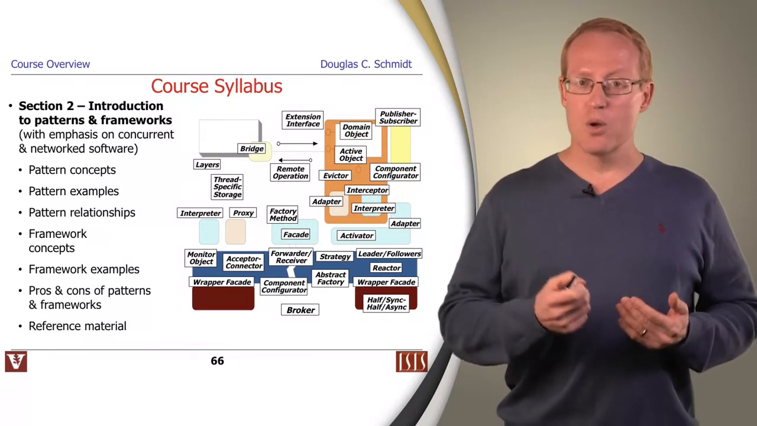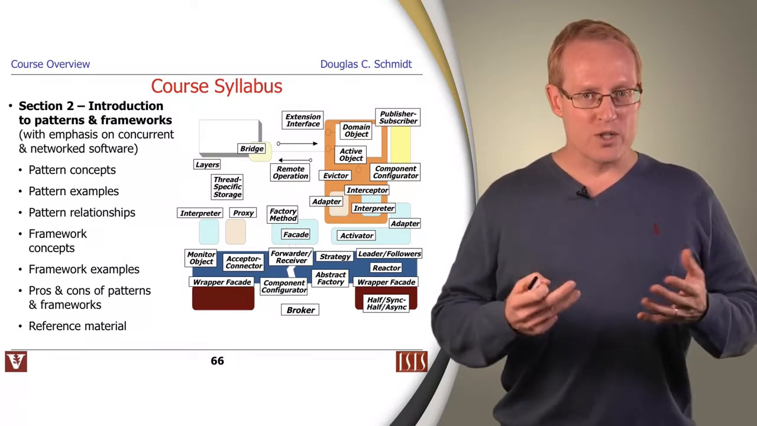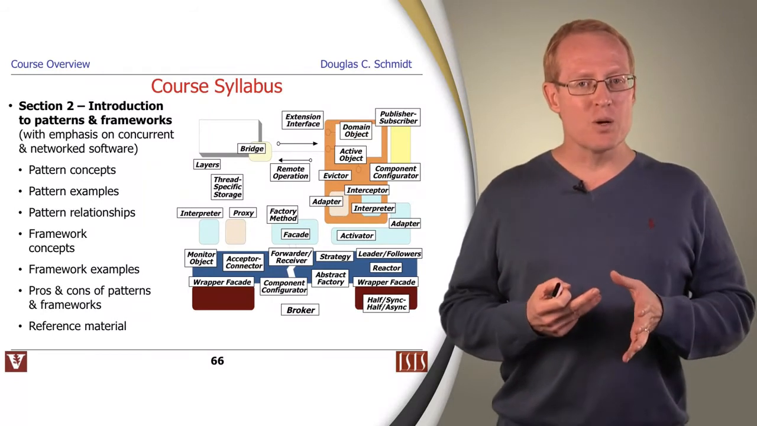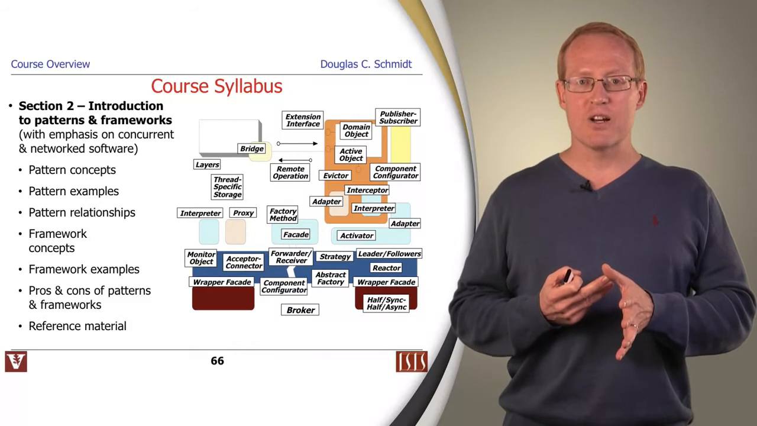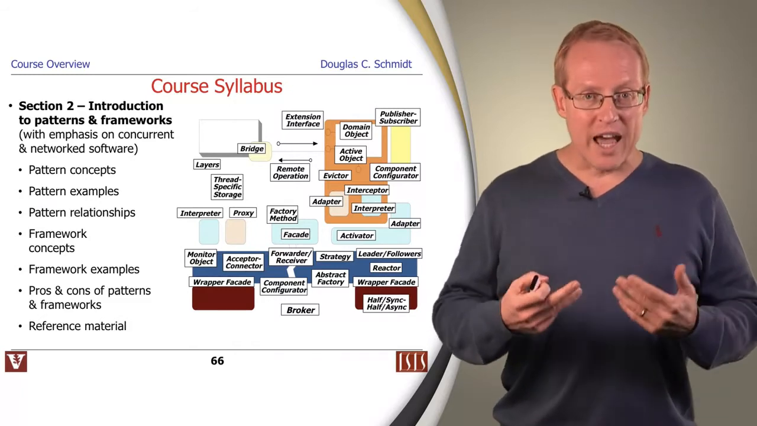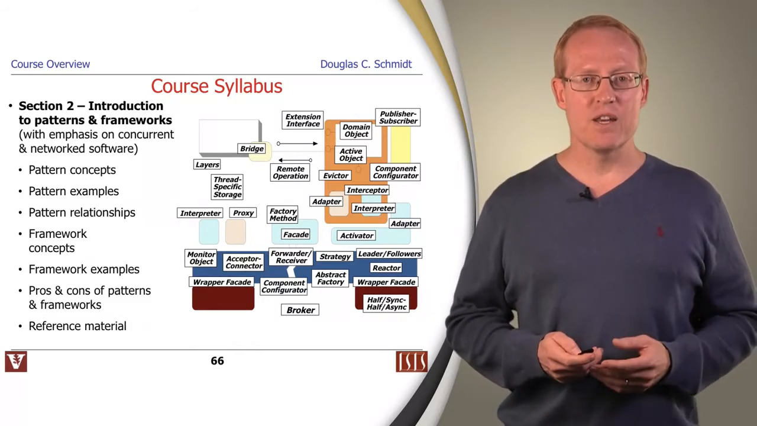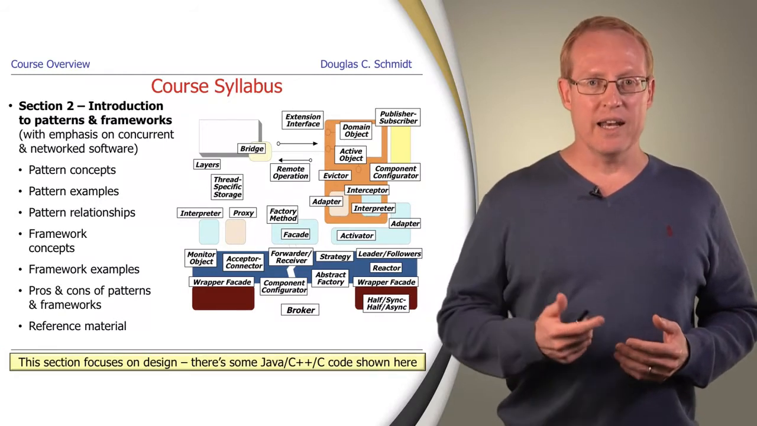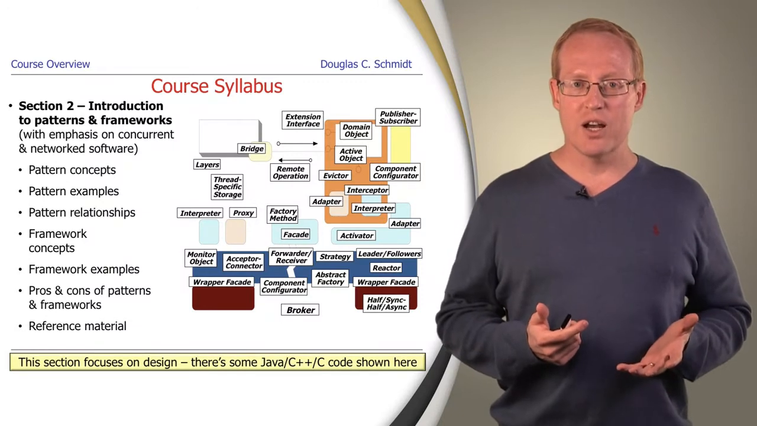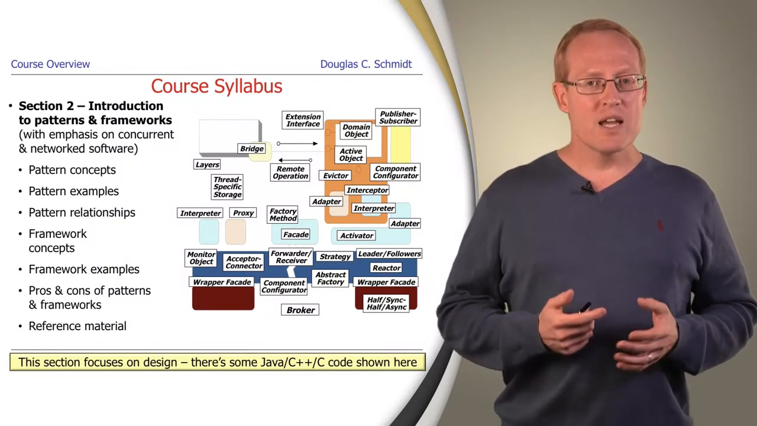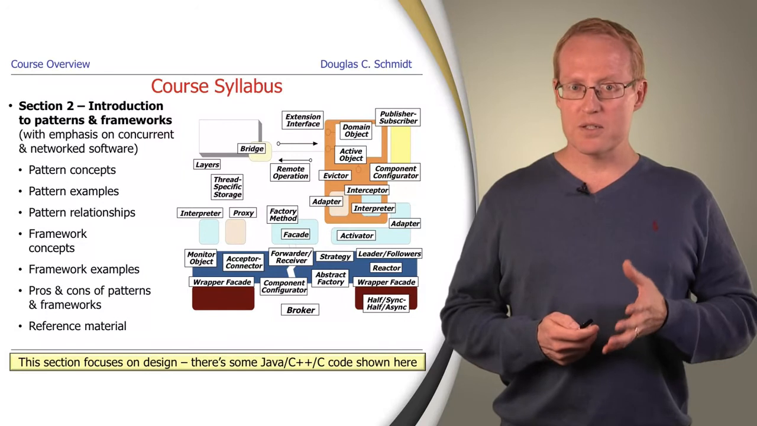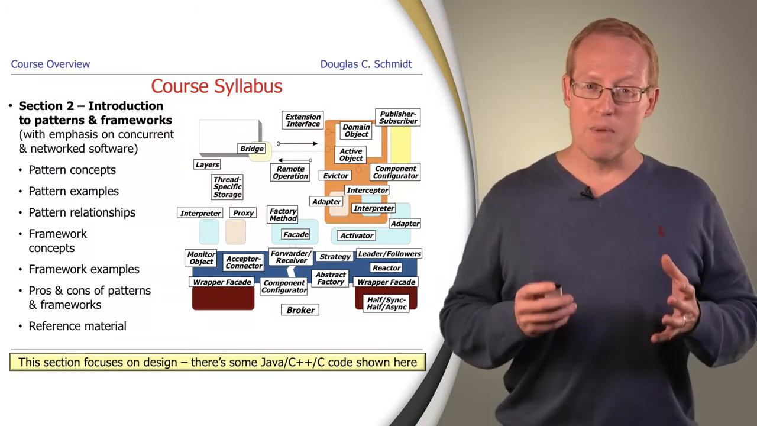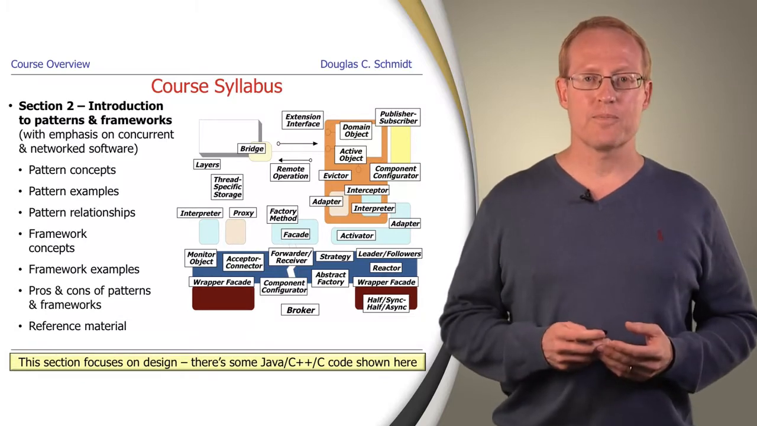When should you use them? When should you be careful not to use them? What are some of the alternatives to use if they don't work for what you're trying to do? And of course, we'll also provide a summary of some reference material that goes above and beyond what we'll have time to cover in these videos. This part of the course will largely focus on design. That's why it's so important to have good knowledge of the unified modeling language. There's some Java, C++, and C code in these examples, but you don't have to be an expert at those languages to make sense out of this section of the course.